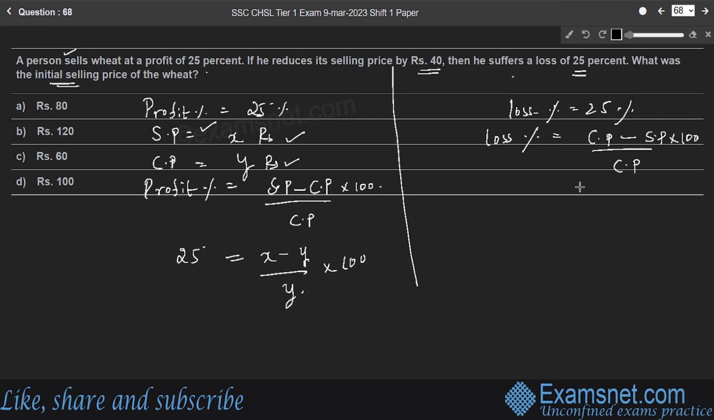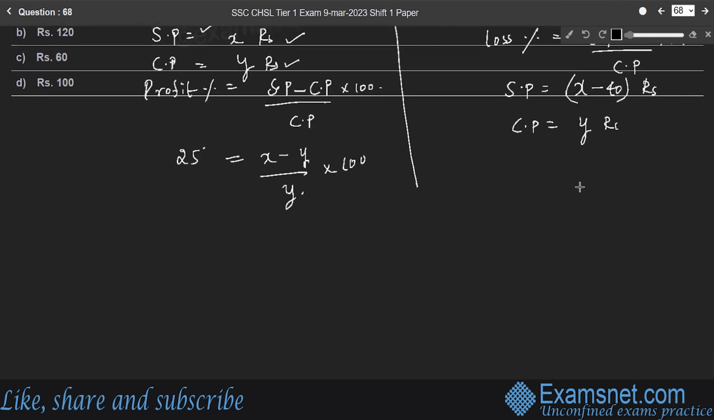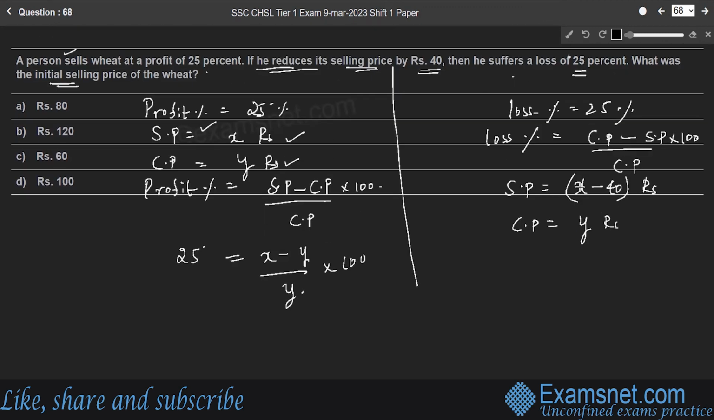Right? So when the person reduces his selling price by 40 rupees, in the second case, selling price is reduced by 40 rupees. So it becomes X minus 40 rupees. Whereas cost price remains same. So it is Y rupees, right? Therefore, loss percentage. So how much loss, right? It is 25 is equal to cost price is Y minus selling price X minus 40 over the cost price, which is again Y into 100, right?